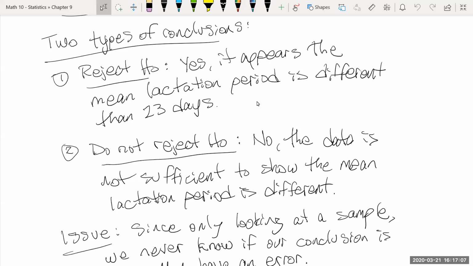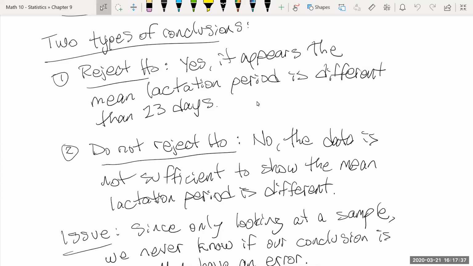We never say, for instance, on number 2 here, oh, do not reject the null hypothesis, and then say something like, it appears the average is 23 days. We can't prove that the average is 23 days. The only way we could prove that is if we had the entire population. And we're only going to have a sample, so we're not going to be able to ever say, yes, it looks like mu is equal to any number.